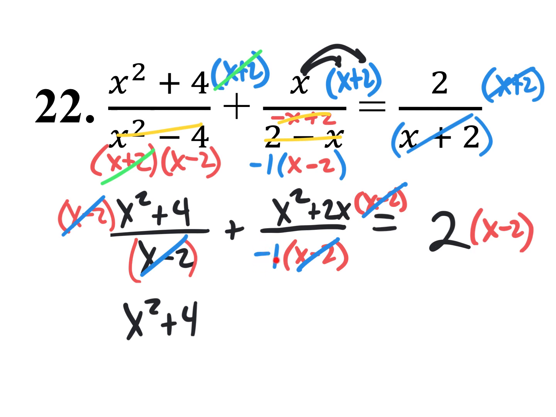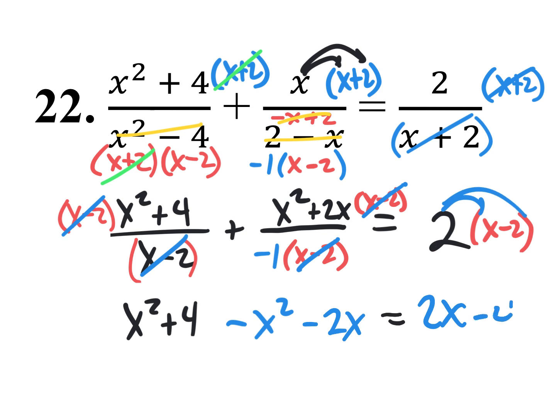If you divide anything by negative 1, nothing changes except for the signs. So what's x squared divided by negative 1? That becomes a negative x squared. And what is 2x divided by negative 1? That's also a negative 2x. Are you with me? Equals 2 times x, 2x, 2 times negative 2, negative 4. There's my equation. It's huge, it's long.